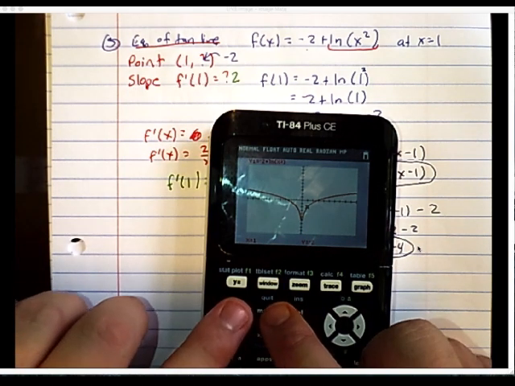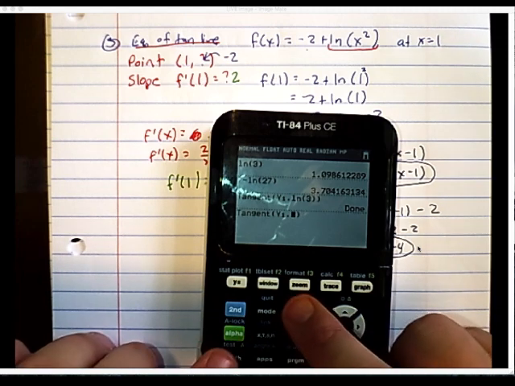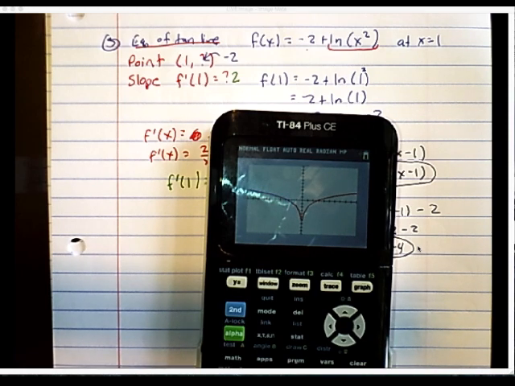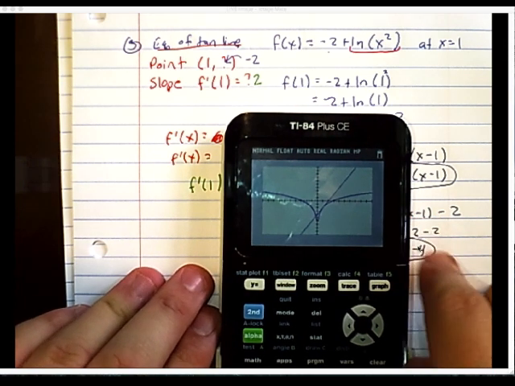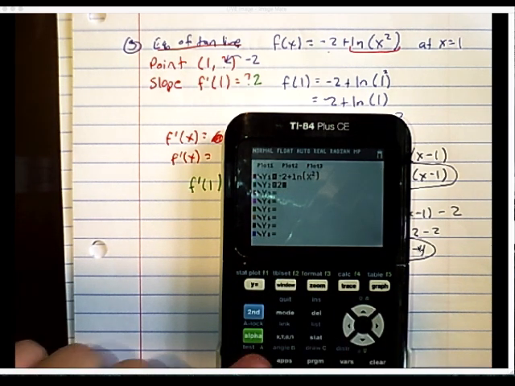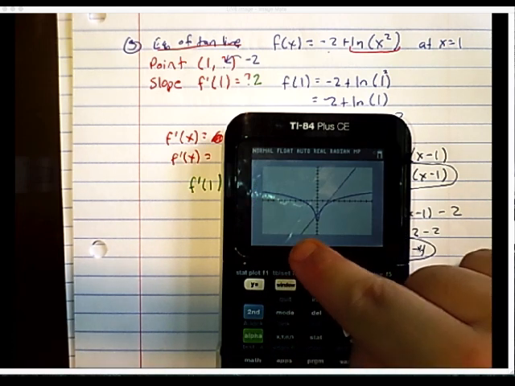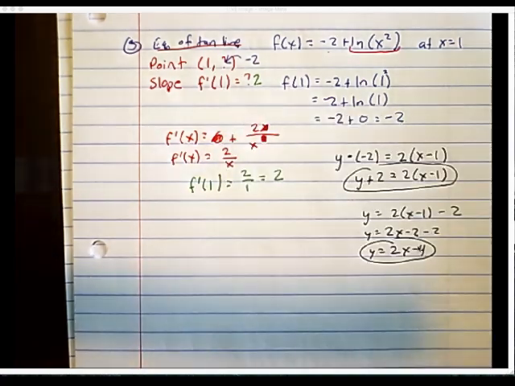If I wanted to draw a tangent line, drawing the tangent line to y1 at an x value of 1, hit enter. Here comes the tangent line. So that's what the calculator shows me the tangent line should look like, and I think the equation of the tangent line is 2x minus 4. Let's see if that covers that blue line. Yep, looks like it's going right on top. So I do have the correct equation of the tangent line.